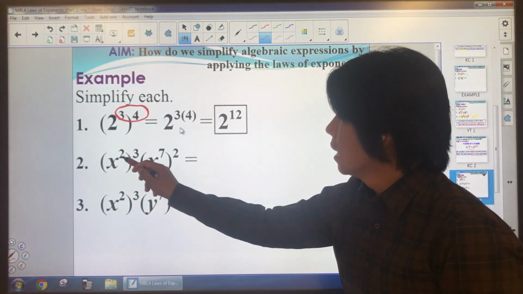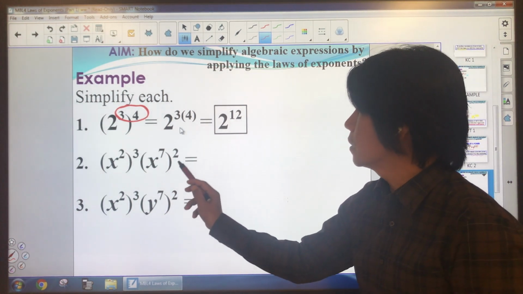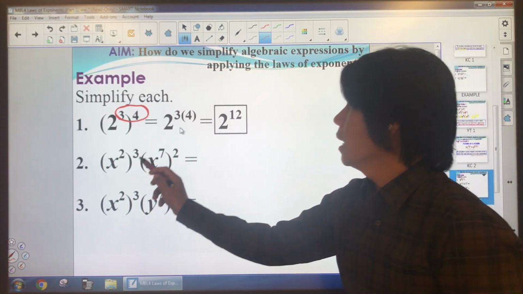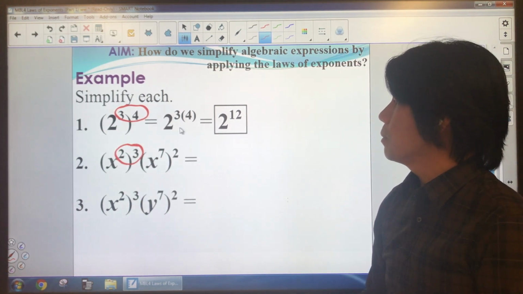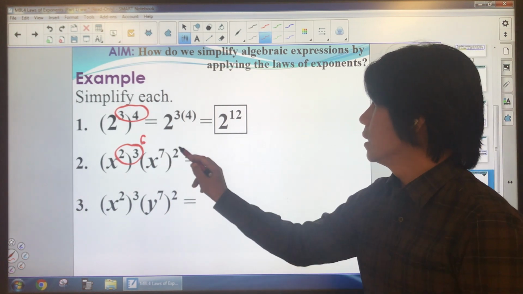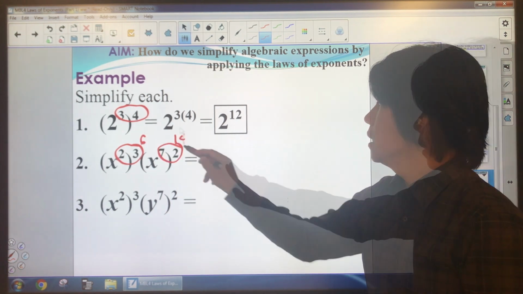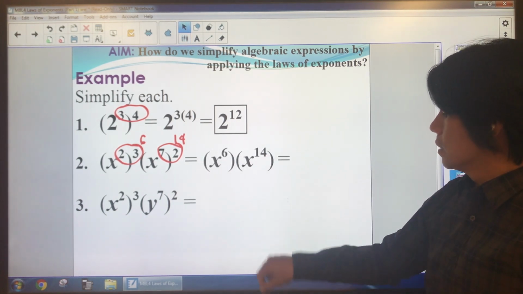Let's have the second one. X to the second raised to the power of 3 times x to the 7 raised to the second power. So again, it's a power to power. So we just simply multiply the exponents. So x to the 6th power, and this is 14. Let's take a look at the work. So x to the 6, x to the 14.